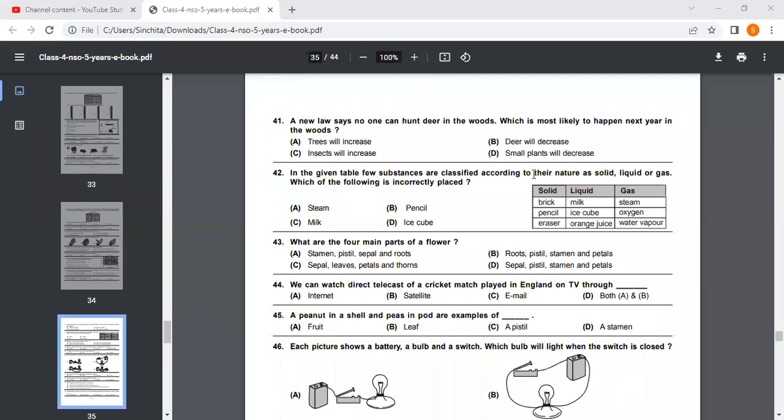Shruti, can you help Debangshu? Can you explain number 42 to him? Yes, ma'am. Yes, explain it to him. Wait, Shruti is explaining 42 to you. Just try to understand what Shruti is saying. In the given table, few substances are classified according to their nature as solid, liquid or gas. Which of the following is incorrectly placed?